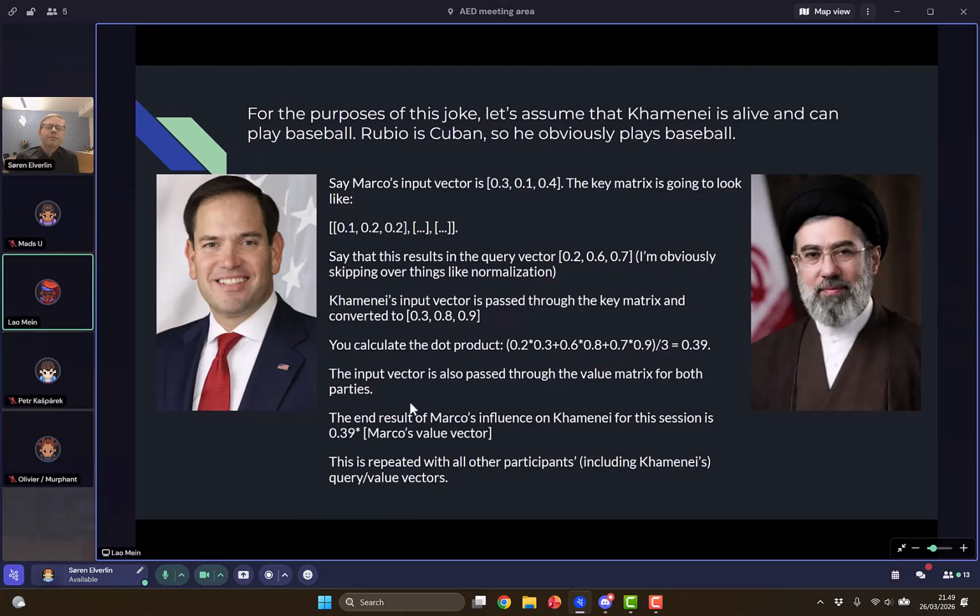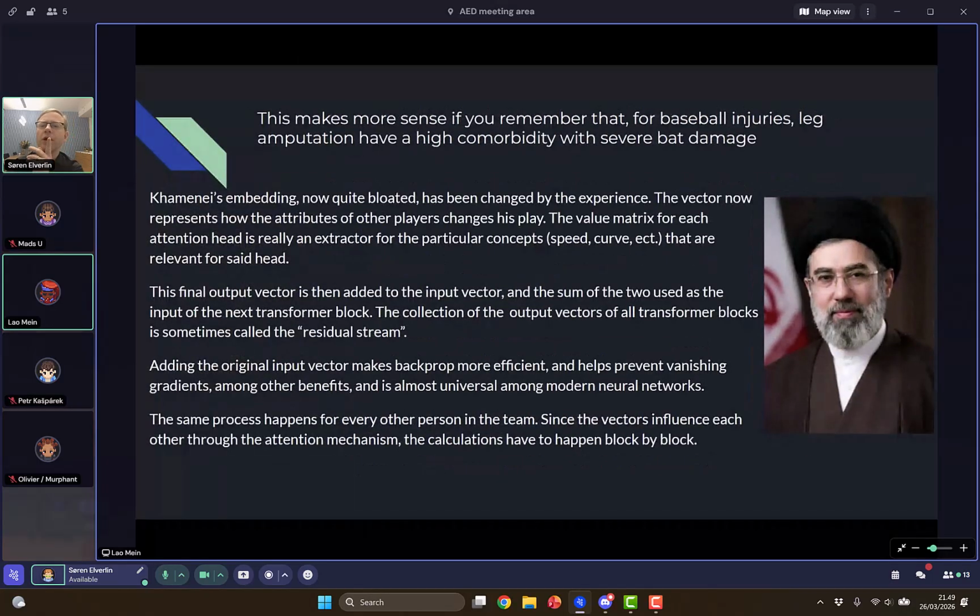And then also, you pass Marco's input vector through the value matrix, so you get a value vector, and then you multiply that by the dot product. Right, and then you repeat for all the other participants, including Hamane's, with their query and key vectors against Hamane's key vector for this particular attention head, and the sum is the output of the attention head.